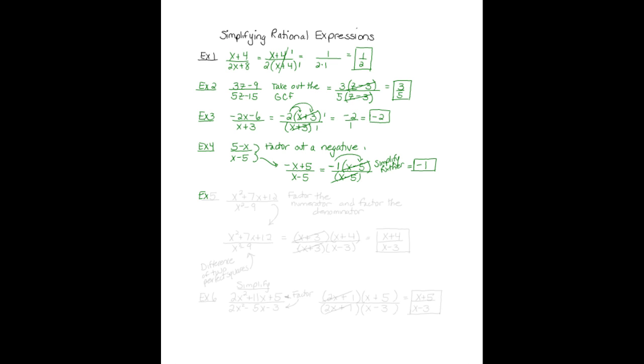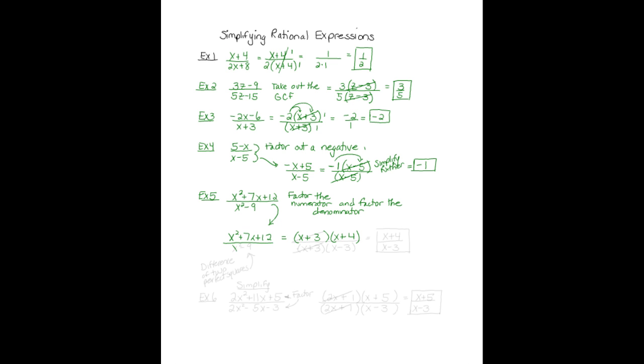Next, for example 5, we will look at a problem that's slightly more challenging. With this problem, we have a trinomial in the numerator and a binomial in the denominator. So for this problem, we need to factor the numerator and factor the denominator. So we're doing this down below. Factoring the numerator, x squared plus 7x plus 12 will give us x plus 3 times x plus 4. You could use the FOIL method to check this.